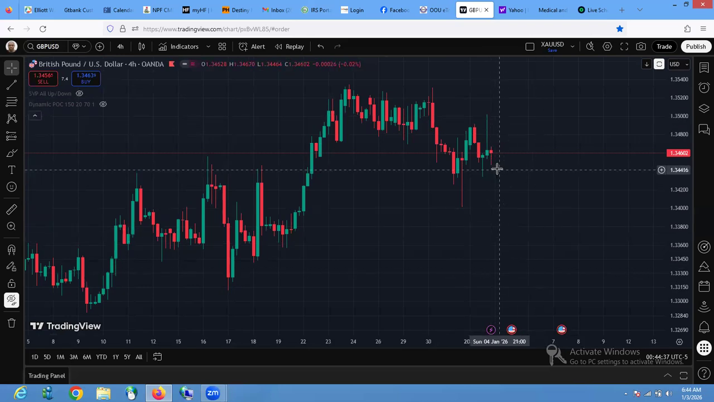So if this wants to go up some more, it won't break this low, then we'll be looking for a further correction to the upside for us to push down.